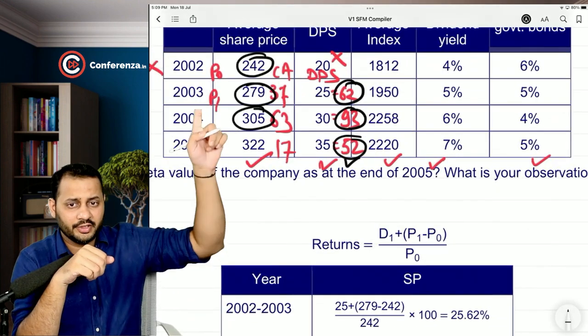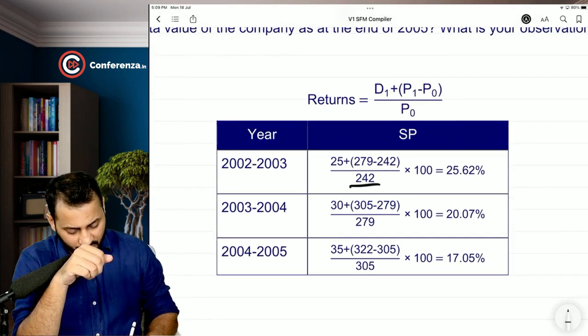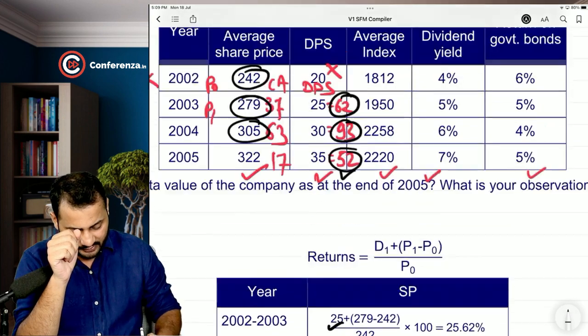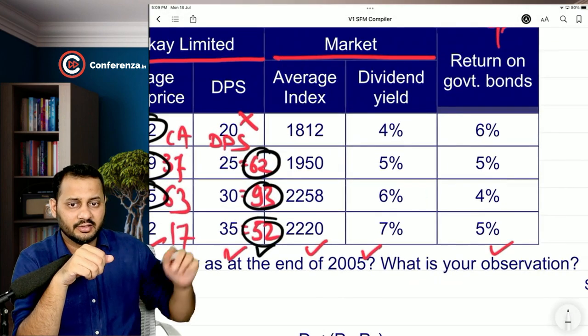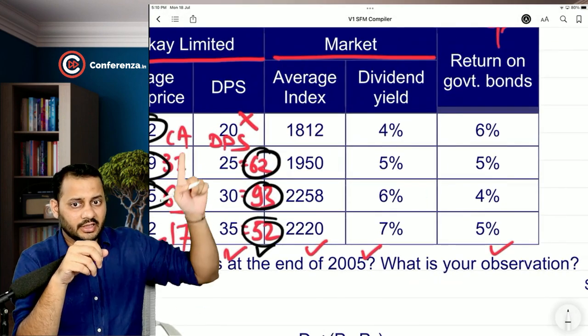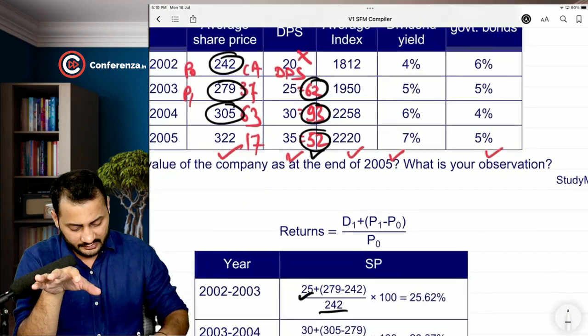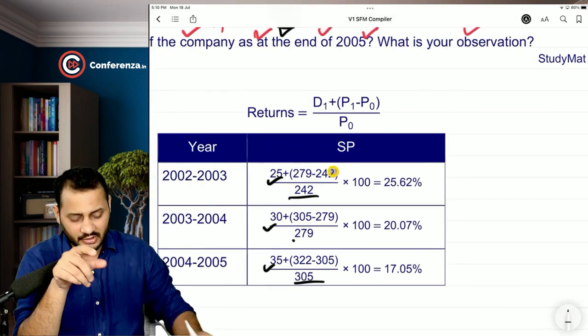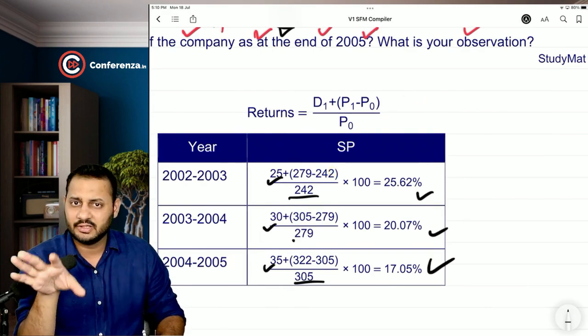See, 242, 279, 305. This is the dividend, 25, 30, 35. You can clearly see 25, 30, 35. They have skipped the first dividend, and then in the bracket you can see capital appreciation, 279 minus 242. So these are the 3 different returns that you have calculated.